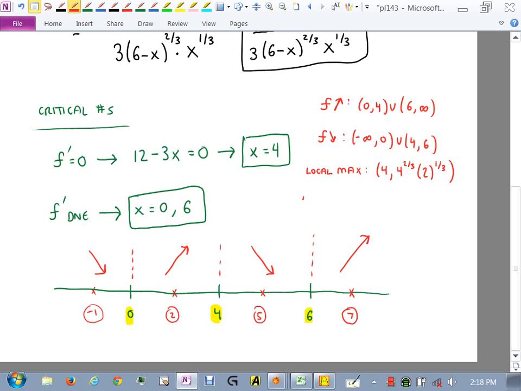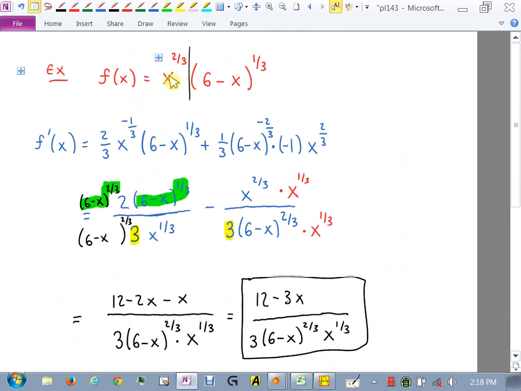How about local min? We actually have 2 of them, don't we? At 0 and, where else? 6. But what happens when we plug in 0 into the function? You get 0. What happens if you plug 6 into the function? You get 0 again. Plug 0 into here, 0 to any power is 0, so that kills everything off. Plug 6 in right here, you get 0, that kills everything off. So those were easier to plug in.